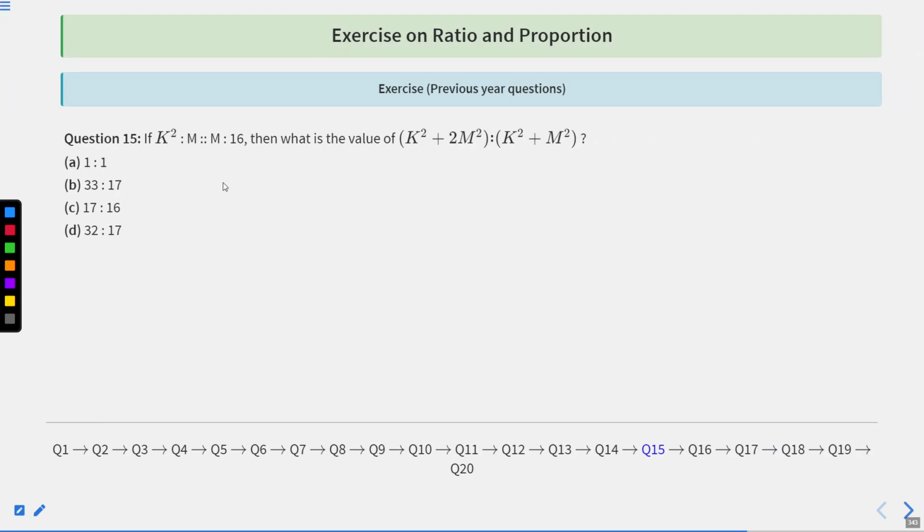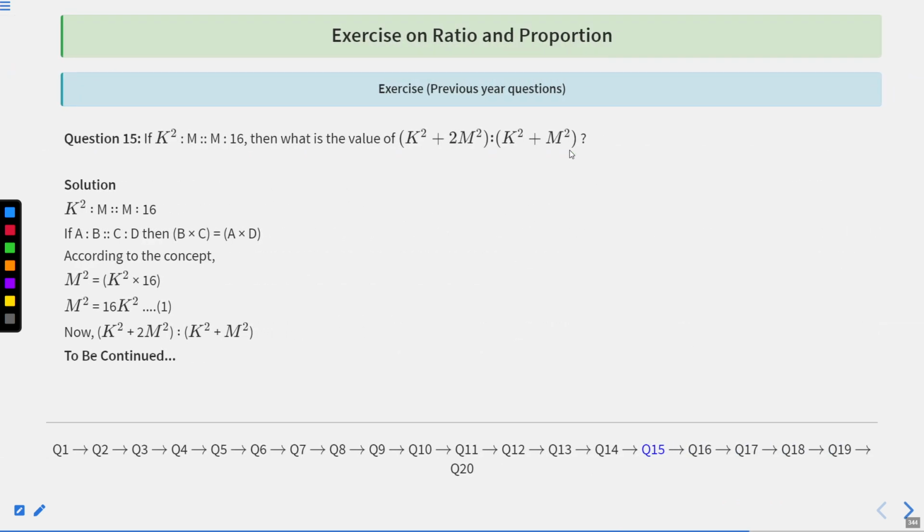Moving to question number 15. If K square is to M as M is to 16, then what is the value of K square plus 2M square is to K square plus M square? So here, if A is to B as C is to D, then A into D is equal to B into C. So according to the concept, M square will be equal to K square into 16, is the first equation.